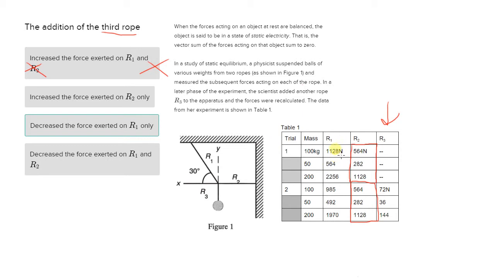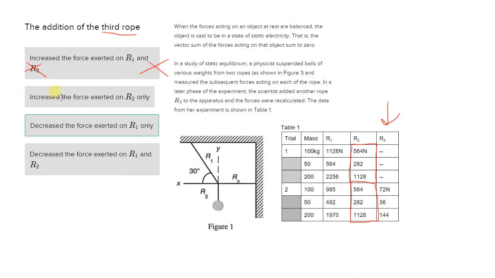And if we look at R1, what we see actually is that it has changed. So where there was a 100 kilogram mass in trial 1, 1,128 newtons was the force exerted in R1, and that is decreased to 985 newtons in trial 2. And we see that actually it has decreased for each of these subsequent force measurements, and it seems that this force R3 is actually displacing some of the force that was on R1. So we're going to note that it's moved forward.